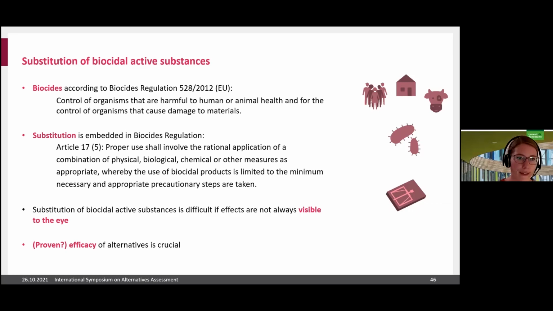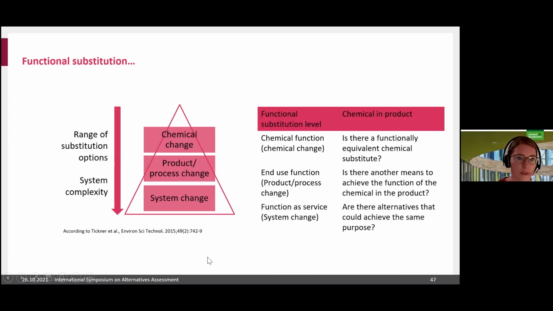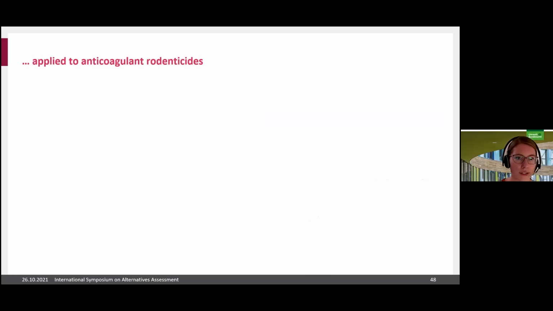So I'm sure I don't have to go into the details of the next slide, because basically what Article 17 of the Biocidal Products Regulation is saying is the principles of functional substitution. So looking at all these different levels where you can find alternatives for a chemical, which is not necessarily a chemical, but also product changes or systematic changes. And within our study, we applied this concept to anticoagulant rodenticides.